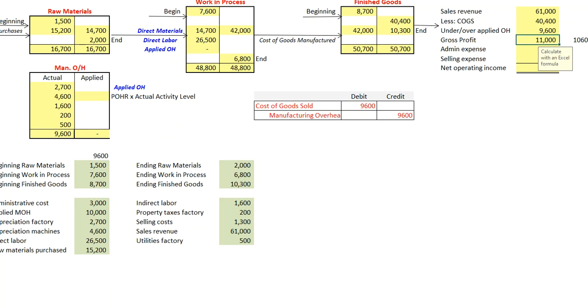Later on in the course, we'll consider closing out perhaps part of it to work in process or part of it to finished goods. But the key thing to remember is if we apply too much manufacturing overhead, work in process is too high, finished goods is too high, which will make our cost of goods sold too high.